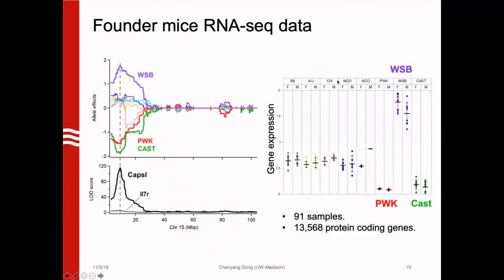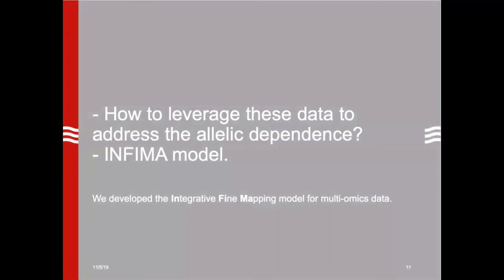Another piece of data we have is the founder mice RNA-seq data. We have 91 samples and more than 13,000 protein coding genes. And we observe very beautiful consistency between the founder gene expression and the allele effects from the DO eQTL analysis. Now our question becomes, how do we leverage this data to address the allele dependence we observed?